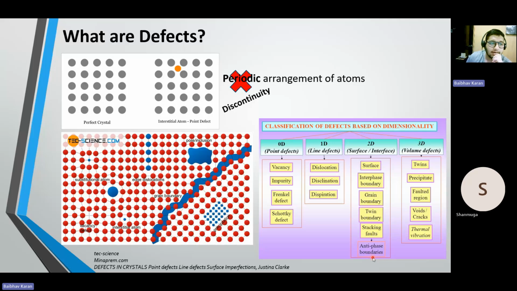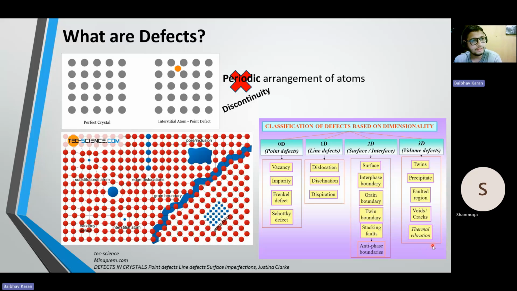Then finally, x and y we have introduced, then one axis remaining, that is the z axis. If we introduce defects along the z axis, that will be three dimensional defects, also known as volume defects. Precipitates, as you can see here, if we are adding precipitates, it's a three dimensional defect. It's a big precipitate, but this figure is two dimensional, that's why it shows in two dimensions. If we extend it into the z axis, the precipitate is a three dimensional defect. Then faulted region, void and cracks, pores, these are all three dimensional defects. Thermal vibrations are also examples of three dimensional defects.